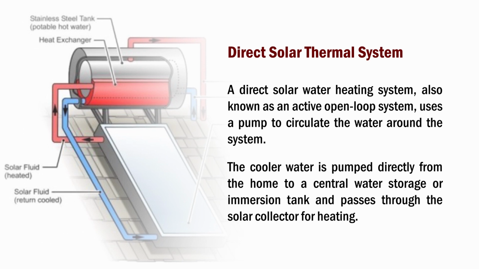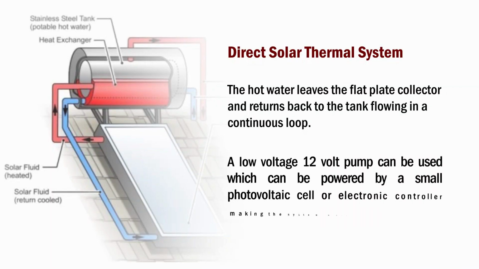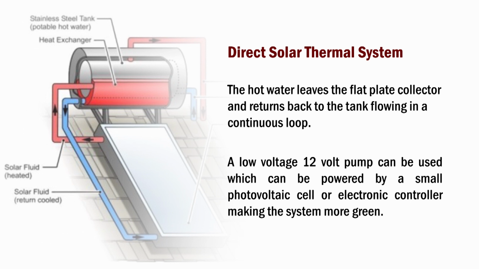The cooler water is pumped directly from the home to the central water storage or immersion tank and passes through the solar collector for the heating. The hot water leaves the flat plate collector and returns back to the tank, flowing in a continuous loop, and from there water is pumped back into the house as hot usable water. A low voltage 12 volt pump can be used, which can be powered by a small photovoltaic cell or the electronic controller, making the system more green.